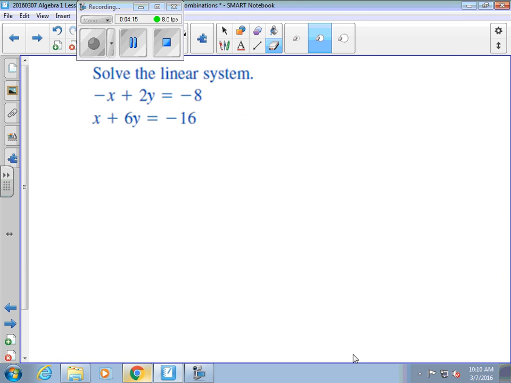On the back, let's do this one. Negative x plus 2y equals negative 8, and x plus 6y equals negative 16. Use the combination method. Take about a minute for that one.